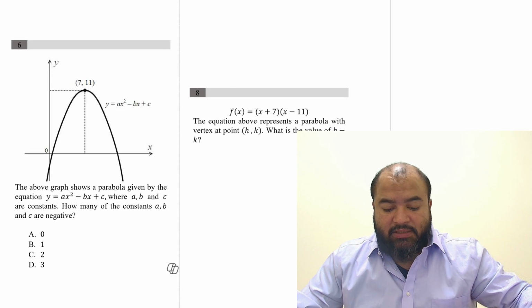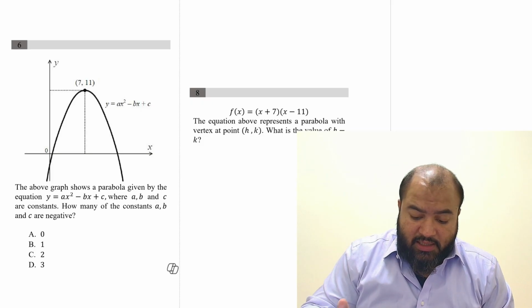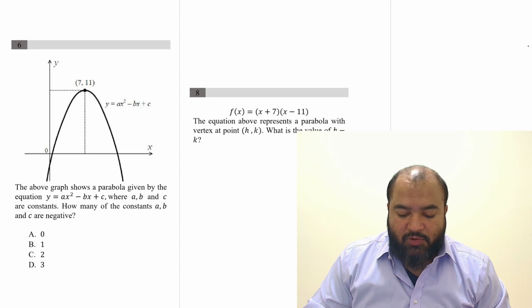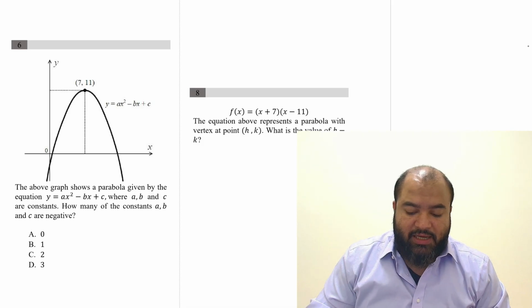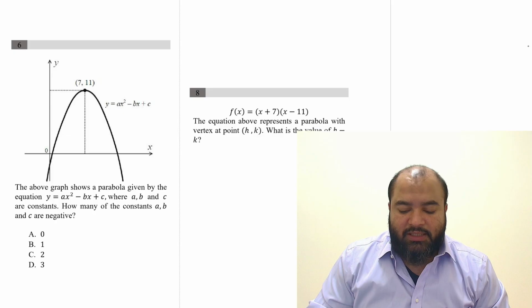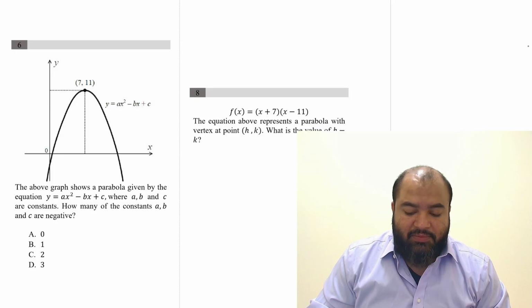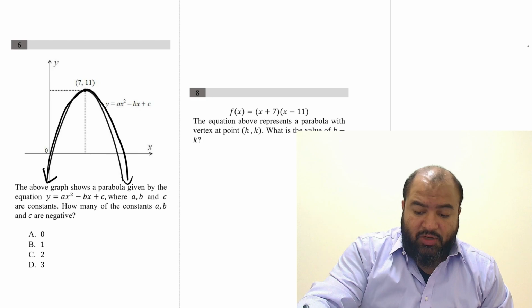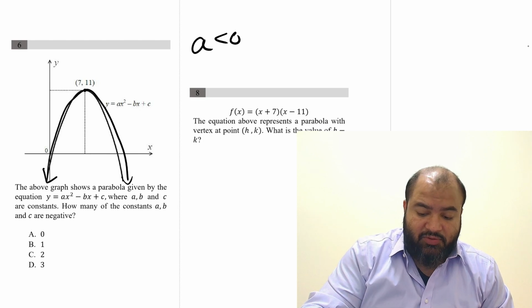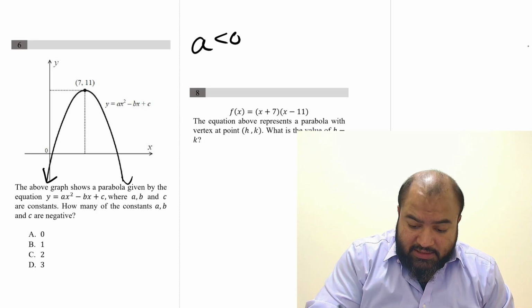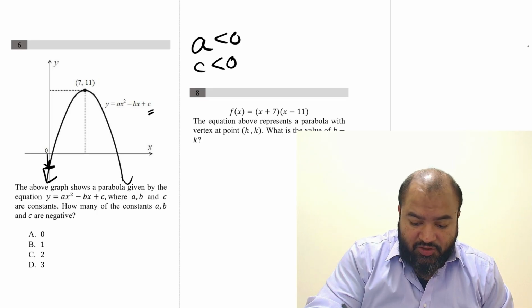Question number 6 says the above graph shows a parabola given by the equation y equal to ax squared minus bx plus c, where a, b, c are constants. How many of these constants are negative: a, b, c? Well, you see the graph is upside down, so a must be negative. That's why it's upside down, otherwise it would be like this. Now, c is the y-intercept, that's negative as well, less than 0.